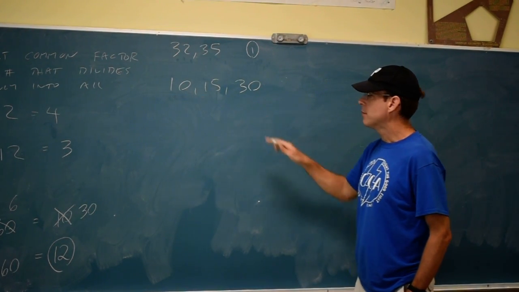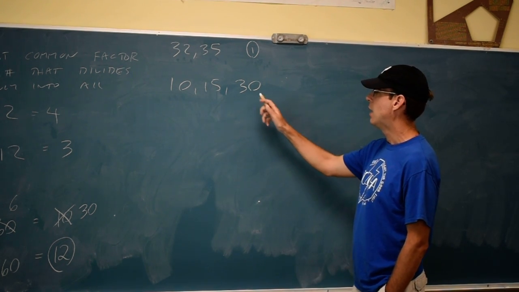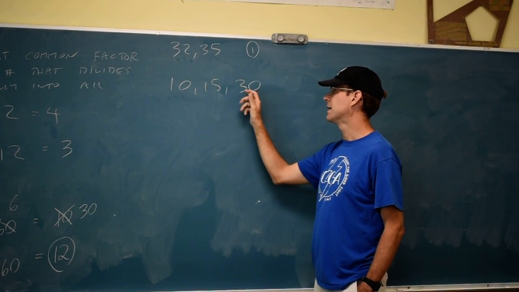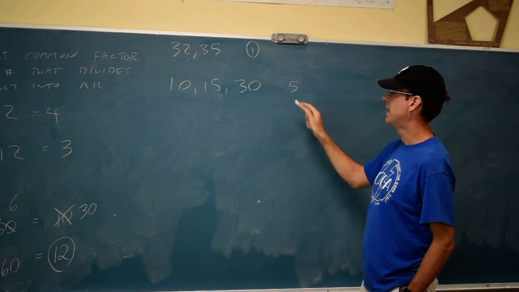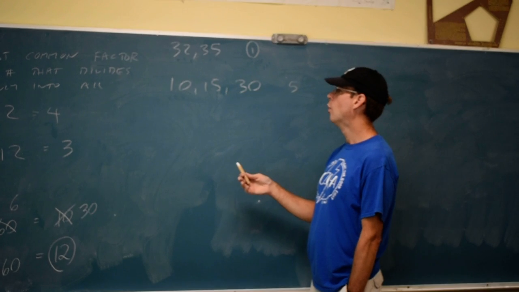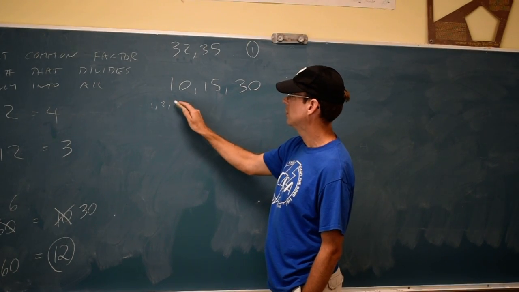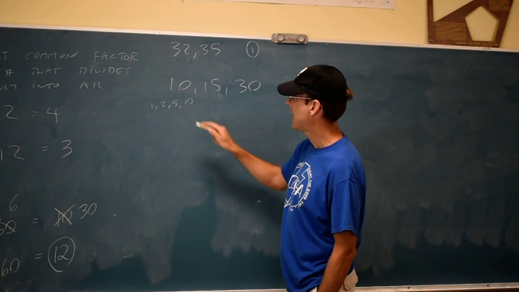1 is the only thing that can go into both of those. If you get 3 numbers, I'd continue to just do the same process. Think about, where have I seen these in my times tables? Those are all 5 times tables, so 5 is probably it. Or go to the littlest number, 1, 2, 5, 10.